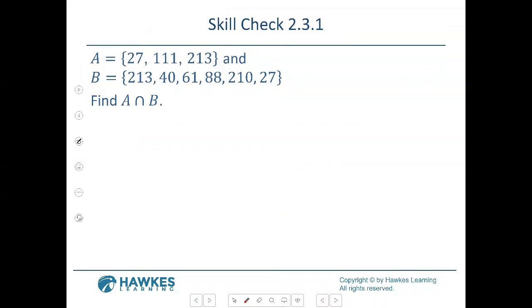So here, this is intersection as well. So what 2 numbers, when you look at the list of numbers in A and B, they have 2 numbers in common, the 213 and 27. So this would be 27 and 213. These 2 are the numbers that are in common.